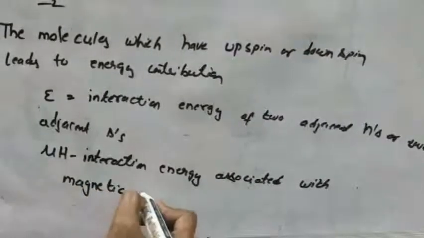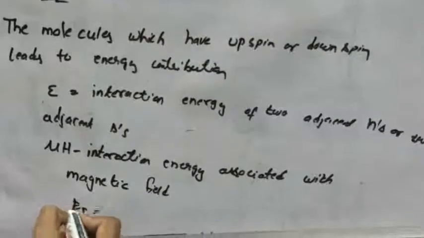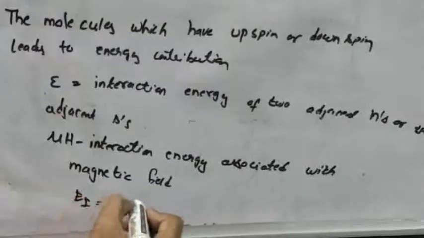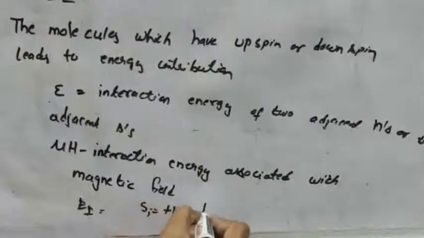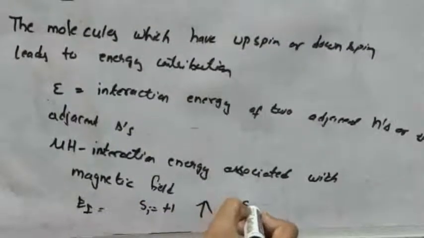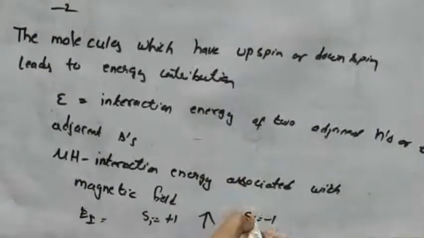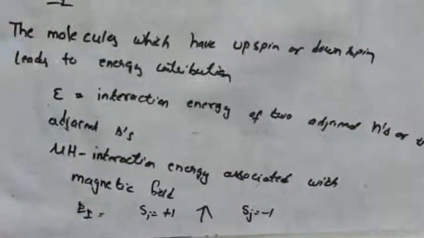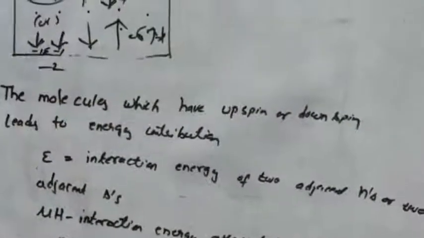Associated with the magnetic field. Here, E_i is the energy of the Ising model. If S_i is equal to +1, the molecule has an up spin, and if S_j is -1, the spin of the jth molecule is a down spin. So these are the parameters we use to describe the energy of the molecules present in the considered substance.